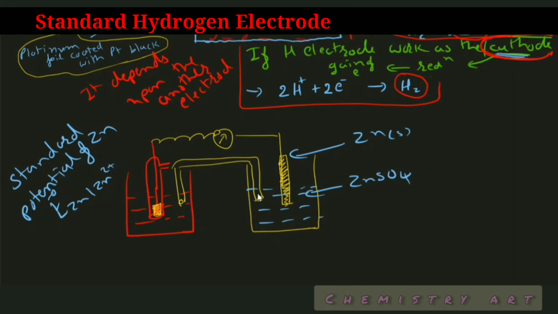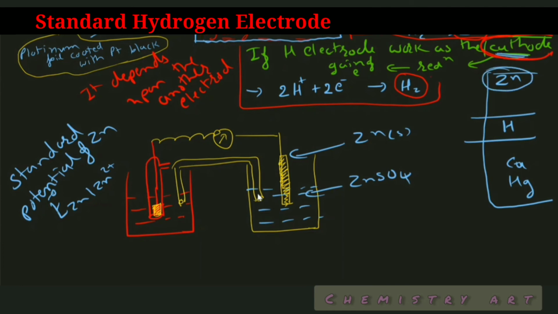We just have to see whether hydrogen is working as a cathode or anode. If you remember, in terms of electron loss, zinc is more reactive. So zinc will lose electrons and hydrogen will gain electrons. You can see this is the reactivity series of metals, where zinc is more reactive than hydrogen. It means that zinc will lose electrons, because zinc is above hydrogen in the reactivity series of metals.